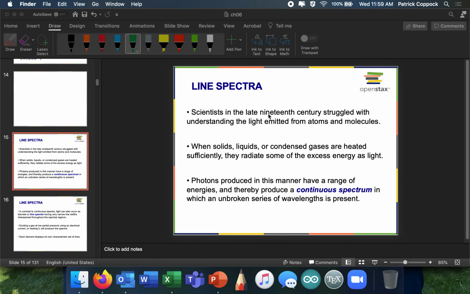It turns out scientists in the late 19th century, right? That's the 1800s, struggled with understanding the light that was emitted from atoms and molecules. It was weird. When solid, liquids or gases are heated sufficiently, they radiate some of the excess energy as light. Now, photons produced in this way, so if you take a solid, liquid or gas and you heat it up, you're going to get some of that energy out as light, right?